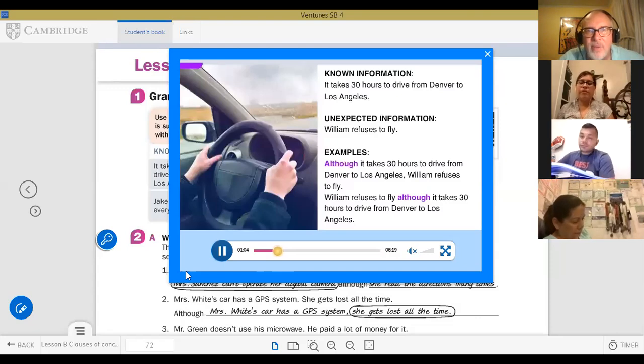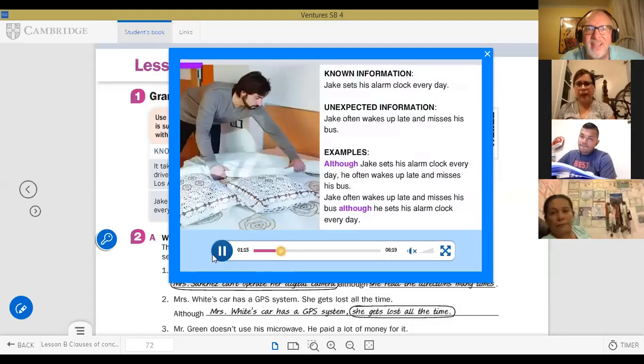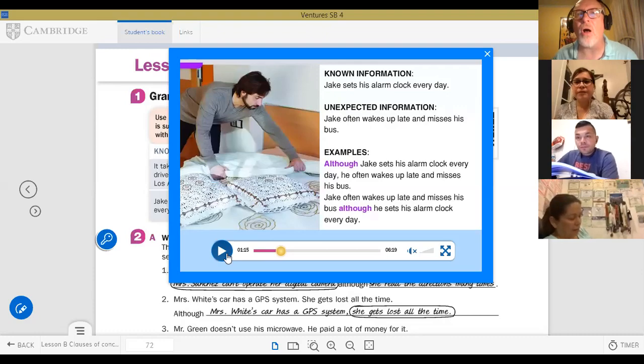Okay, next example. Coming slowly here. I went backwards too far. There we go. All right, the known information: Jake sets his alarm clock every day. The unexpected information, in spite of this, he sometimes wakes up late. Okay, so what can we say? Here are my examples. Although Jake sets his alarm, that's the fact, he often wakes up late. Or Jake often wakes up late, although he sets his alarm.